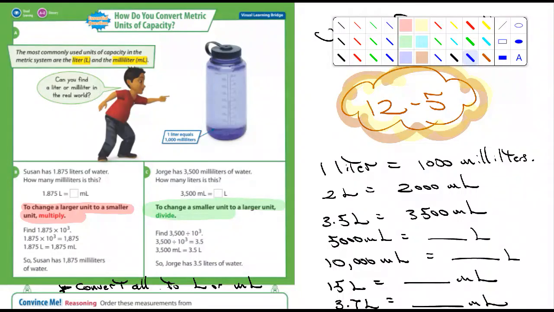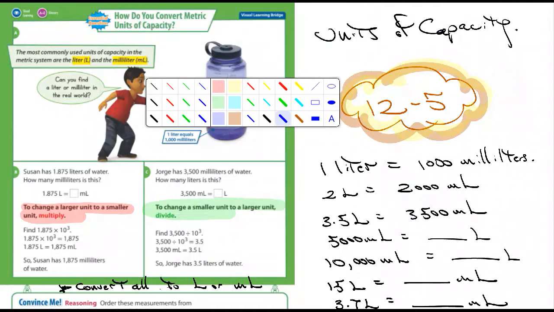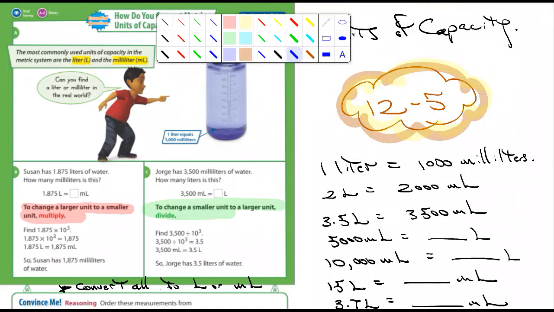Okay, 12.5, page 506, somebody said, so this is units of capacity. And we're not talking about ounces or cups or gallons. We're talking about metric capacity. And there's really only two that they're concerning you with, and that's the liter and milliliter.